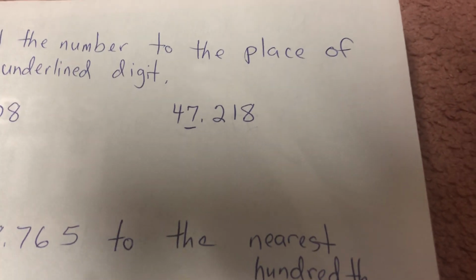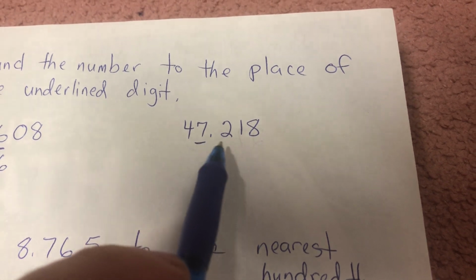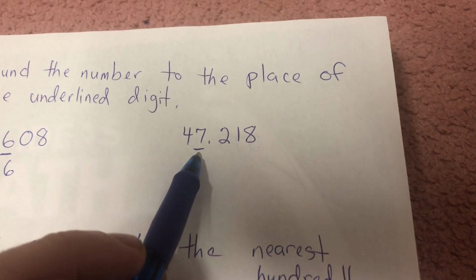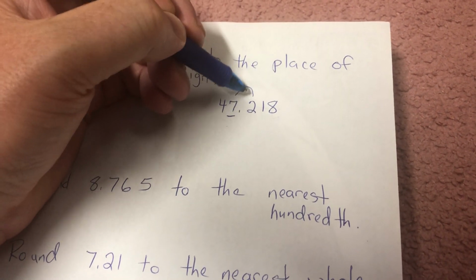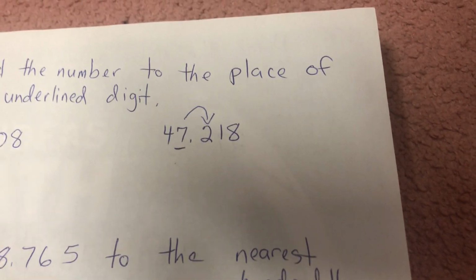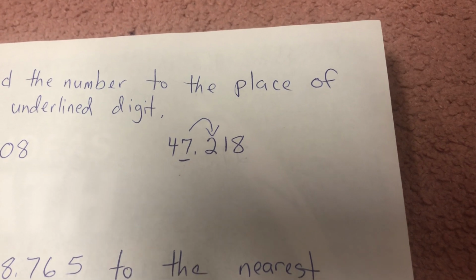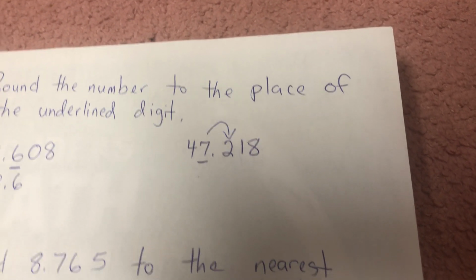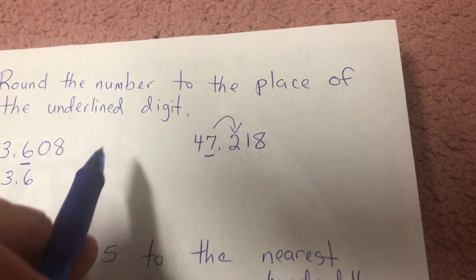So I go to this next one, 47 and 218 thousandths. Well, it's the 7 that's underlined, so I actually need to look at the 2. The 2 is what is going to give me instructions. And remember the rule: 4 and less, I round down. 5 and higher, I round up. So we want to think about that.